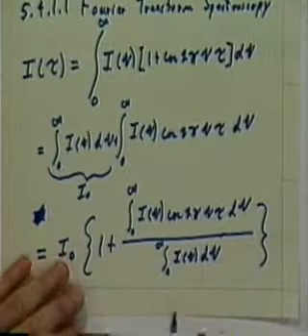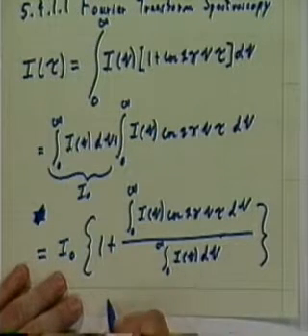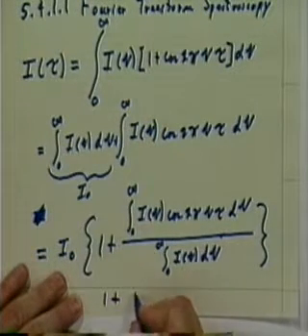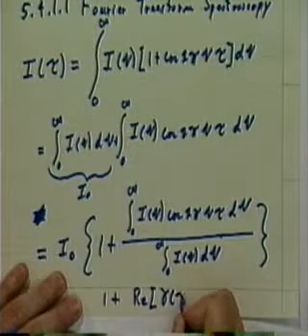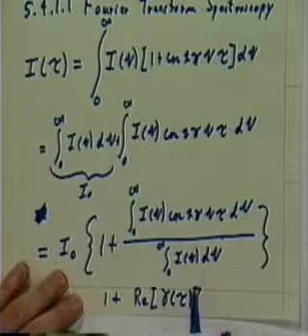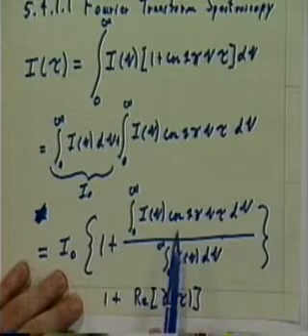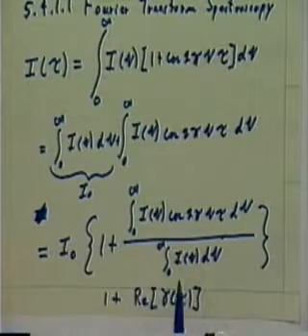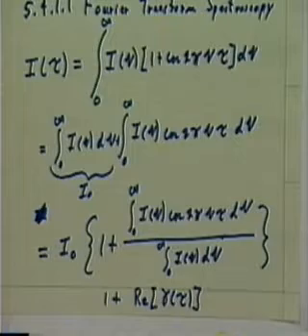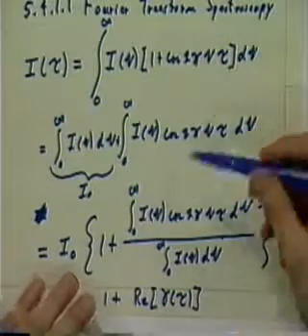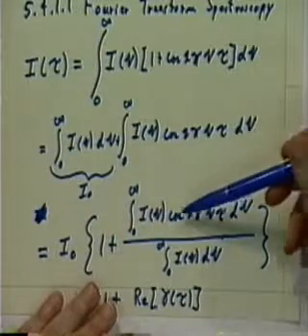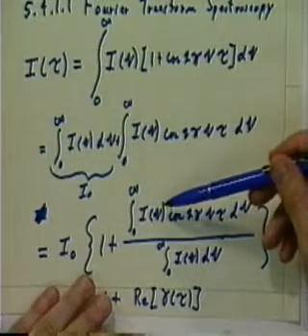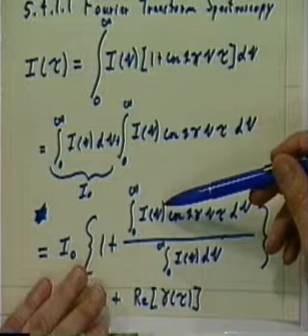And we know that this is always equal to 1 plus the real part of gamma of tau. And so this thing right here is equal to the real part of gamma of tau. Now all this is a normalized cosine Fourier transform of the source distribution.